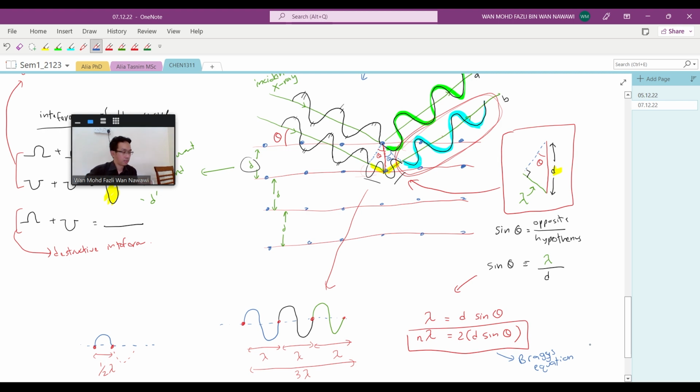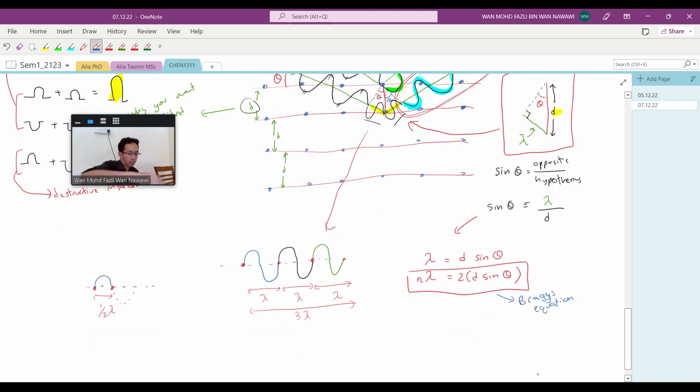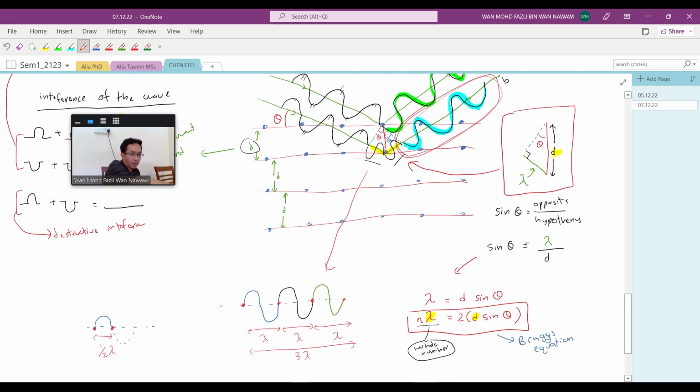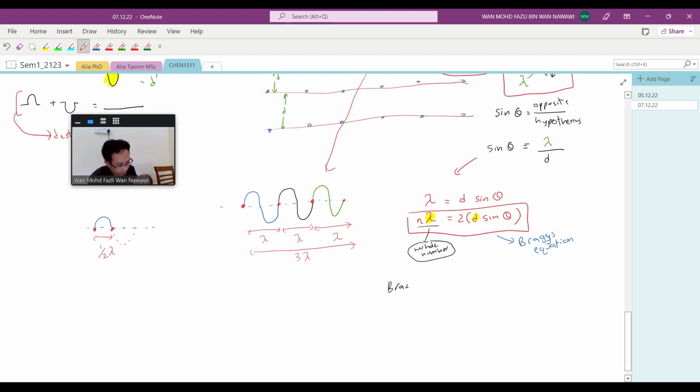Okay, Bragg equation. The purpose of the Bragg equation is basically to find what is D. Bragg equation here can only be satisfied if this lambda is a whole number.